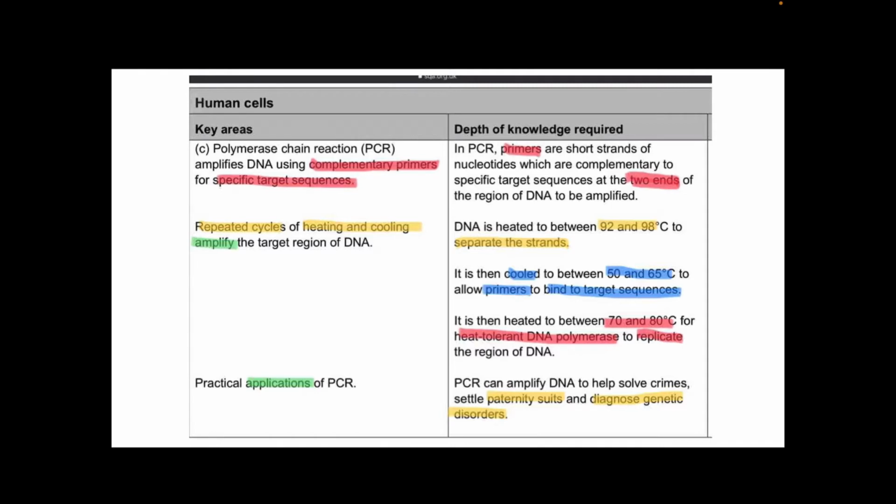Okay, so repeated cycles of heating and cooling. We've covered the first stage. Second stage is it cools right down to between 50 and 65. That allows the primers to bind to the target sequence within the DNA molecule. And then we heat it back up to 70 to 80. And that's because that's the optimum temperature for enzyme to replicate. Enzyme's got a similar name. It's DNA polymerase, but we're going to call it heat-tolerant DNA polymerase. So it's important to use the full name when it's a PCR question.